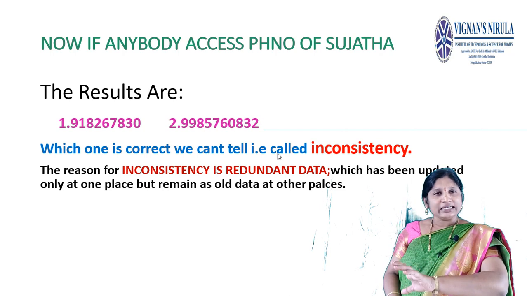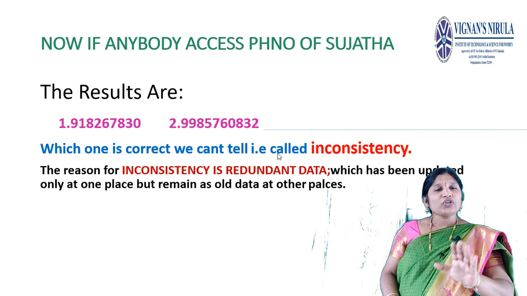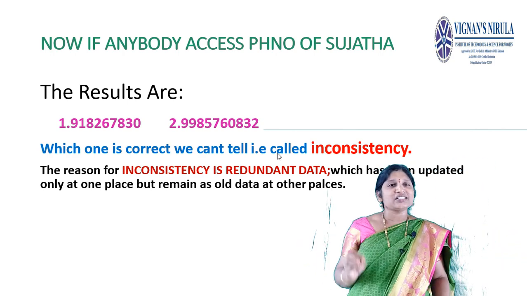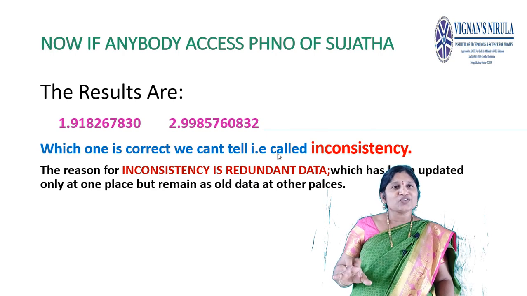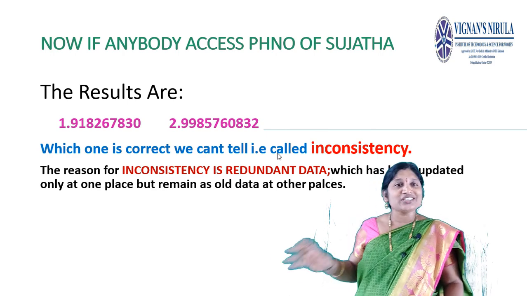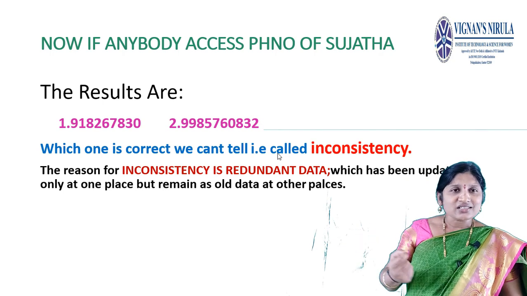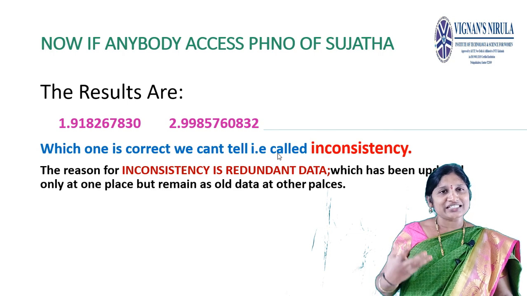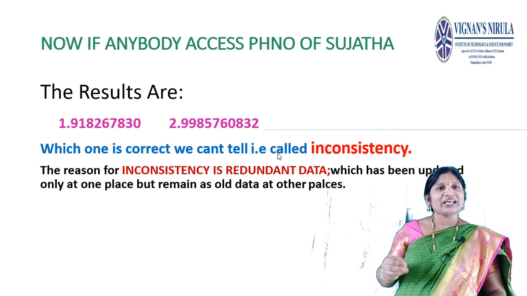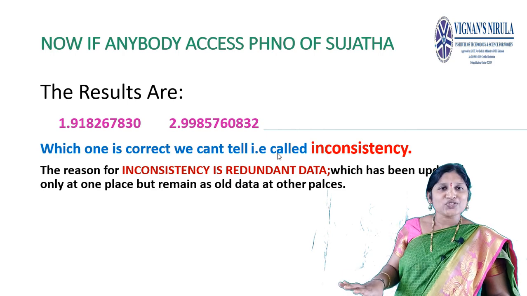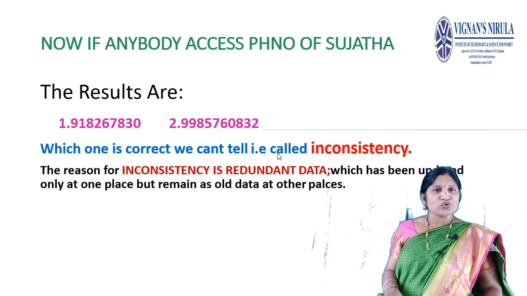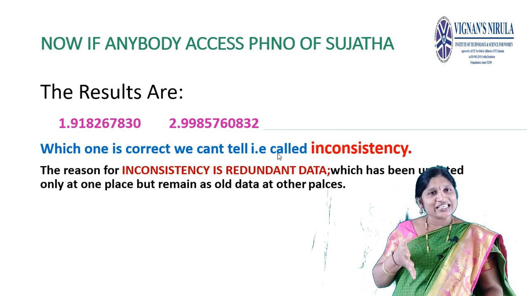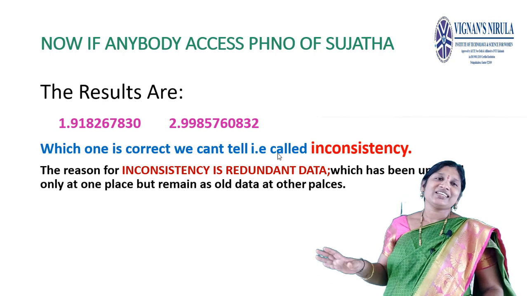When the updates are done at only one place without replacing all the remaining places, it gives a chance of inconsistency. What is the meaning of inconsistency? We can't identify which one is correct and which one is incorrect. So inconsistency can be raised from redundancy. It is a major disadvantage. If you have a database, this redundancy is not there. Why? Because the data is stored at only one place. Whenever updates are done, it can be updated at the same place without any chance of inconsistency.